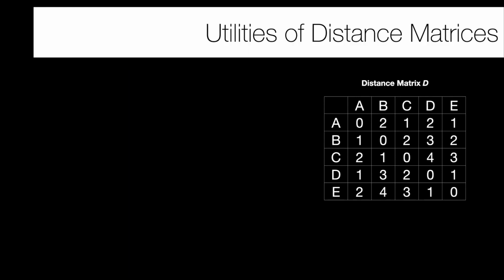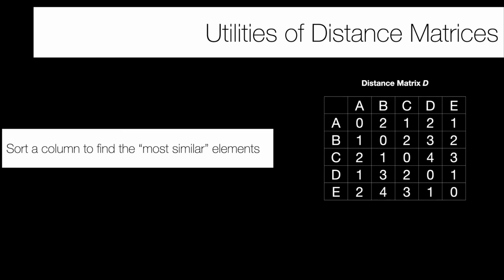So why is this useful? What does this give us? What does this distance matrix allow us to do? Well, really, we can take any column in this matrix and sort them to find the most similar elements. So here, say we take node B, and we want to sort them to find that B is most similar to itself, second most similar to C, third most similar to A, and so on and so on.